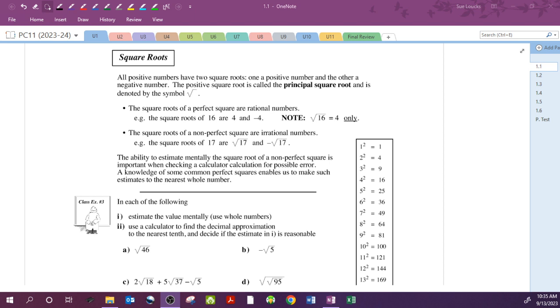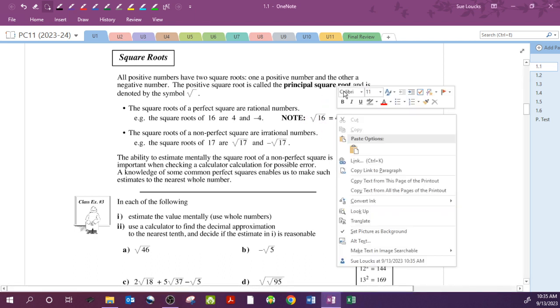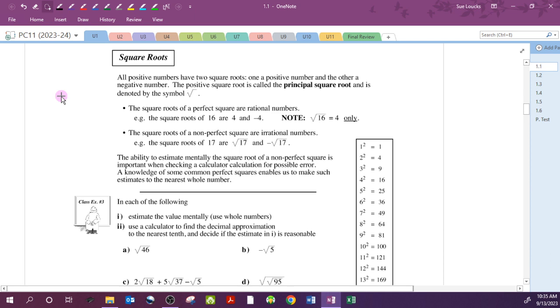What we call the principal square root is what we actually denote with that square root symbol. This one here, and that's just the positive one. Okay, so that's really important.